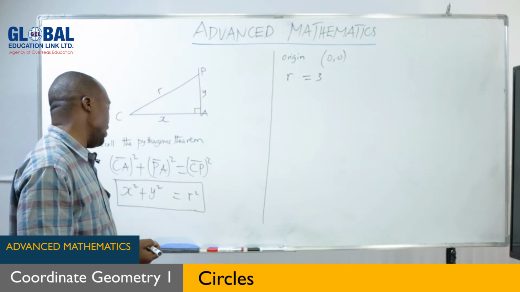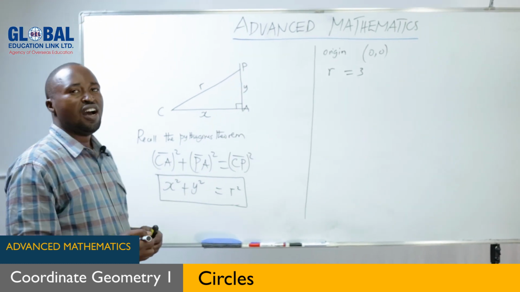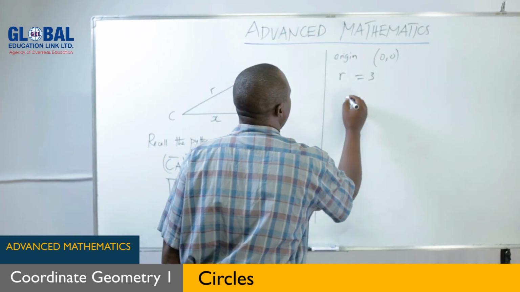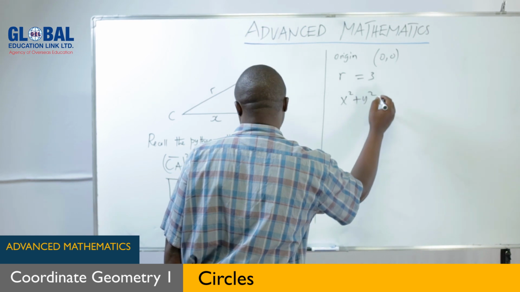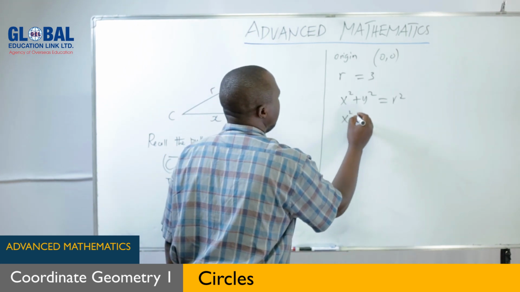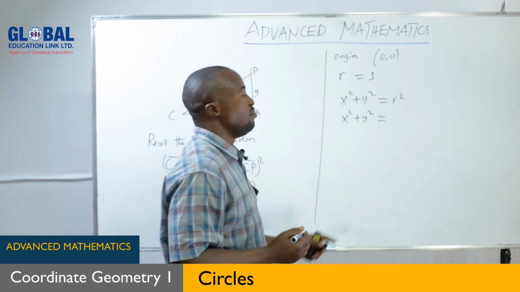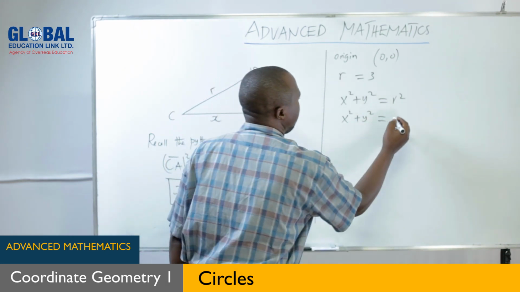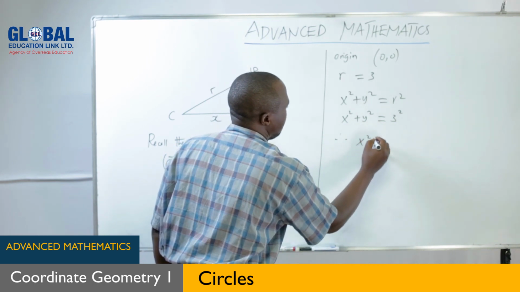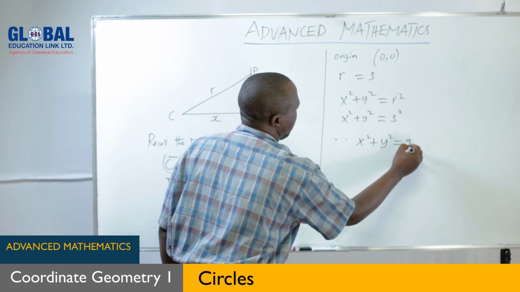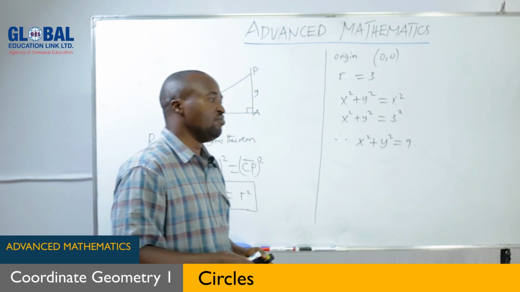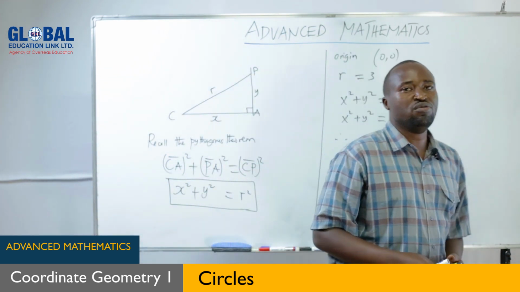My dear student, remember the general equation of the circle with the center at the origin is given by X squared plus Y squared is equal to R squared. So here we have X squared plus Y squared is equal to, remember, R here is equal to 3. So here we have 3 squared. Therefore the equation will be X squared plus Y squared is equal to 9. So that will be the equation of the circle whose center is at the origin and the radius is equal to 3 units.